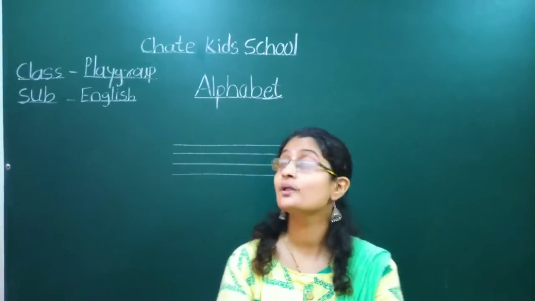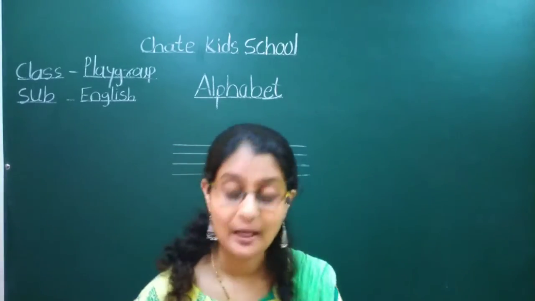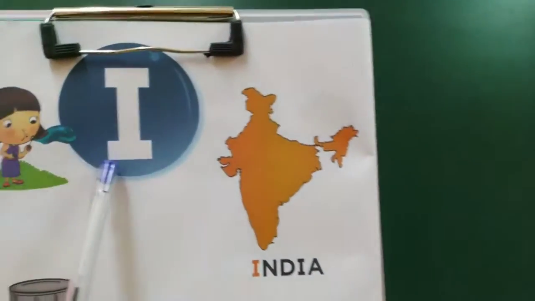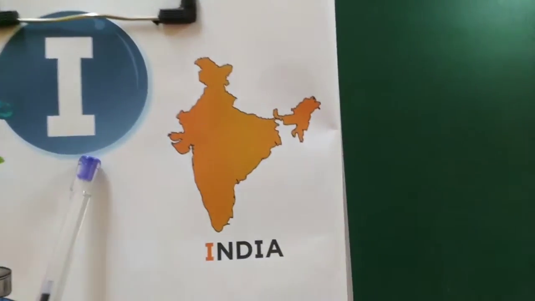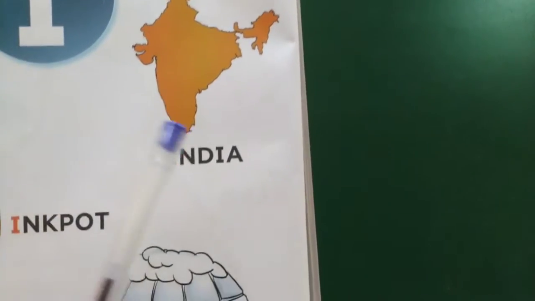Okay, in English we learn the alphabet and our next alphabet is I, capital I. This is capital I. I letter sounds E. I letter sounds E.